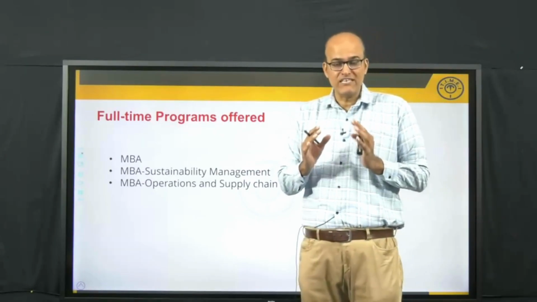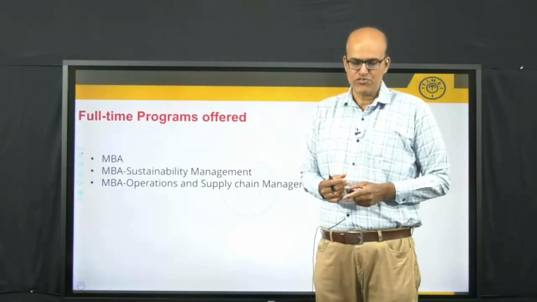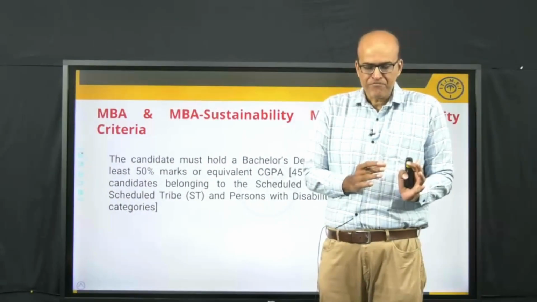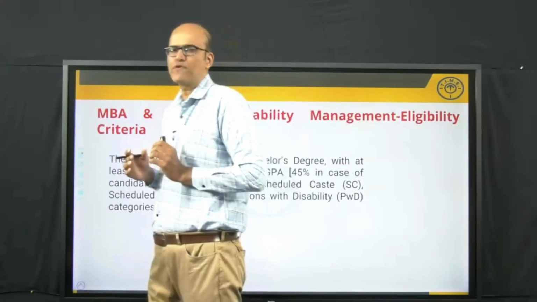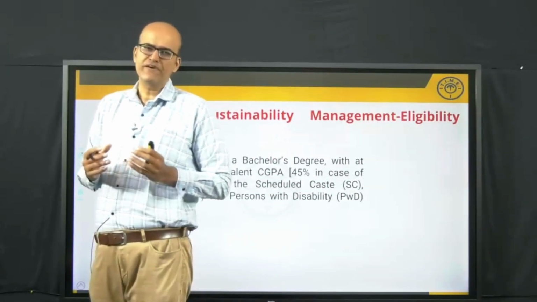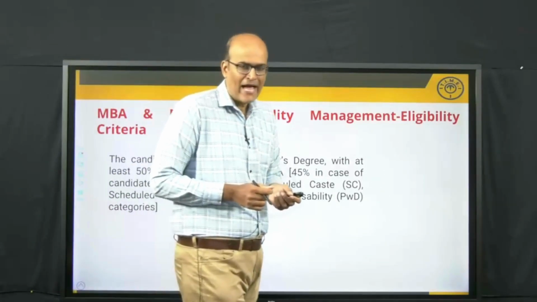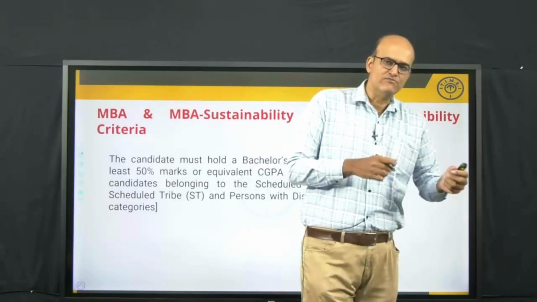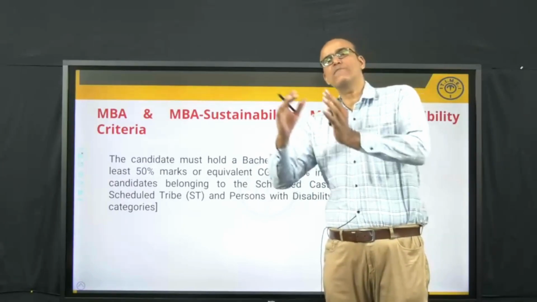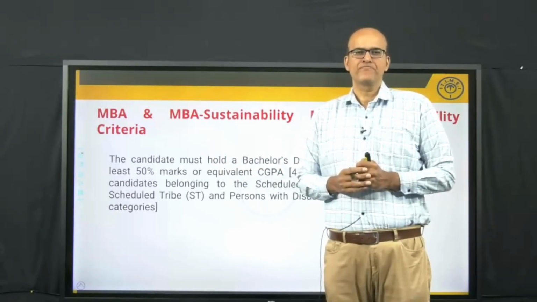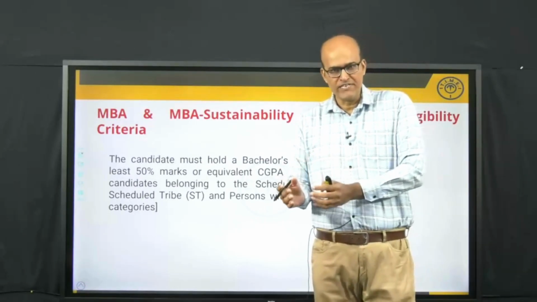So it makes sense to understand what is the eligibility criteria for each of these programs. So let's start with MBA and MBA Sustainability Management Program. For these 2 programs, the eligibility criteria is pretty simple. Every single graduate and every single final year graduation student who has got at least 50% marks in graduation, if you belong to general category, EWS category or OBC/NC category.